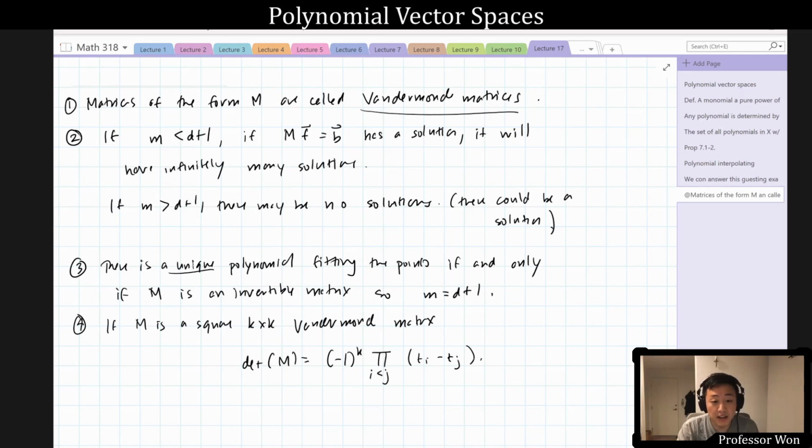And so as long as none of your ti's are the same, in other words, as long as you don't ever take the same point on the x-axis, then the determinant will be non-zero, in which case it will be invertible, in which case you'll be able to find solutions in the square case, which is what I just said. If you have 10 points and none of them have the same x-coordinate, then there'll be a unique degree 9 polynomial fitting to them, because you'll get a square matrix with a non-zero determinant. It will be invertible.